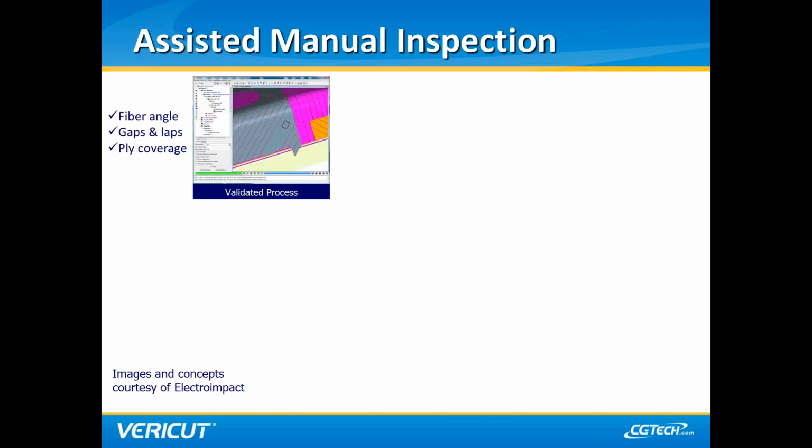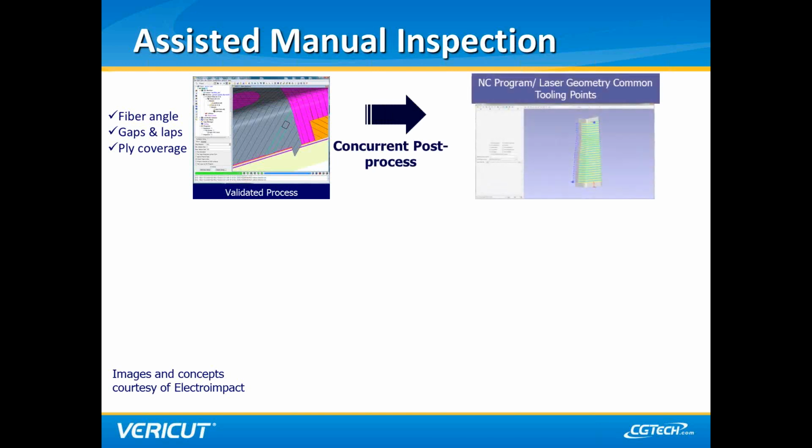Looking at that a little bit closer, you can check for features on a given layup. You could start looking at fiber angles, program laps and gaps, ply coverage. You could take a look at when there's a defect, where that tow or course was supposed to be laid up, how far it was supposed to be laid up, and what may have gone wrong along the way. So you start with the validated process.